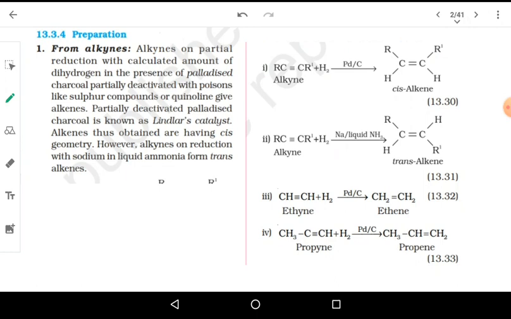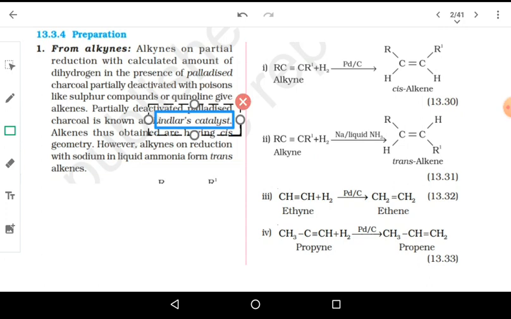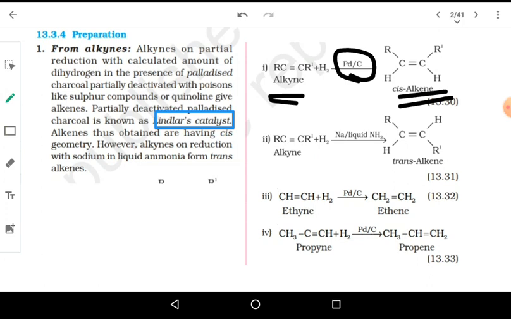First method of preparation is from alkynes. How can we prepare alkenes from alkyne? We have two different reagents to study over here. One is known as Lindlar's catalyst. Now, what is Lindlar's catalyst? Lindlar's catalyst is basically palladium on carbon with quinoline. Quinoline, which is basically a sulfur compound, acts as a poison, deactivating the charcoal. And this is used for the preparation of cis-alkene from an alkyne. So if we are treating alkyne with Lindlar's catalyst, we will be getting a cis-alkene, that is, hydrogen will be added to the same side of the plane.